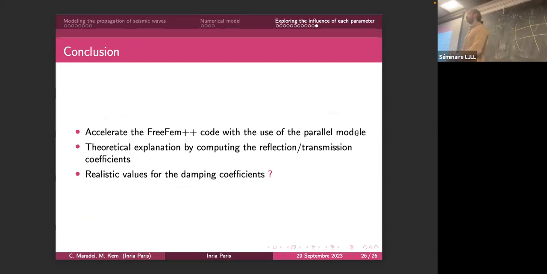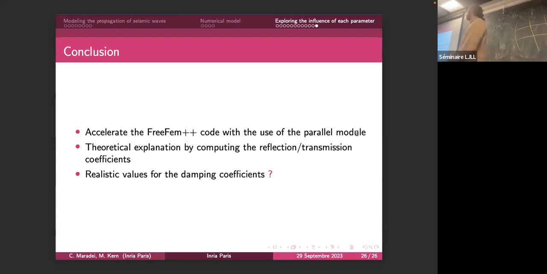So yeah, we were really happy about that because this work had been done in a really short time. It was for an internship of 2 months. It was really good to be able to use FreeFem because we could produce some interesting results in a really short time. Obviously, there are many things that we could have done better in the code, using the parallel module and Langevin things.